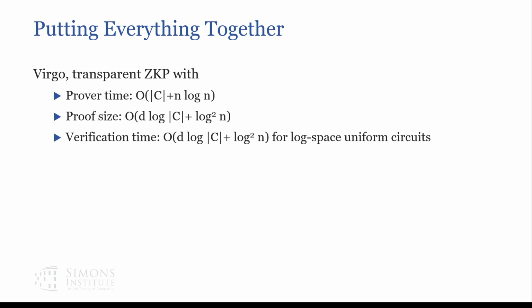So putting these together, we get a new transparent ZKP system named Virgo. The proof time is linear plus n log n on the witness size, where n is the size of the witness. Proof size is d log C plus log n squared. Verification time is the same if the circuit is log-space uniform or structured in practice.